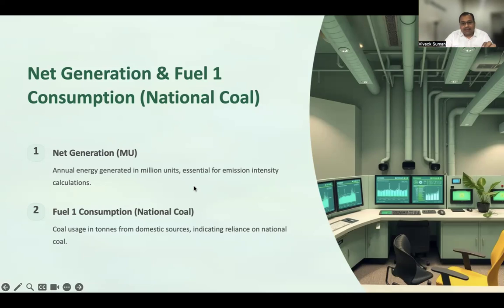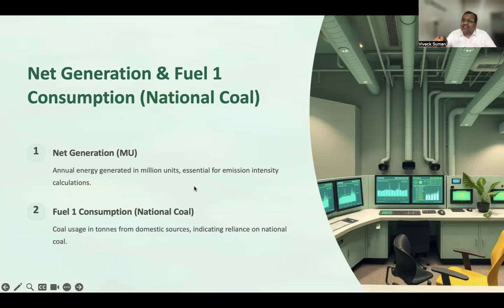MU is that. Then fuel one consumption is also given, which is national coal. So national coal is this particular column. It gives the quantity of Indian or domestic coal used in tons, because national coal and imported coal have different parameters altogether, based on how much energy they can generate. It shows reliance on indigenous fuel, which has an impact on energy security. This line specifically also indicates that.